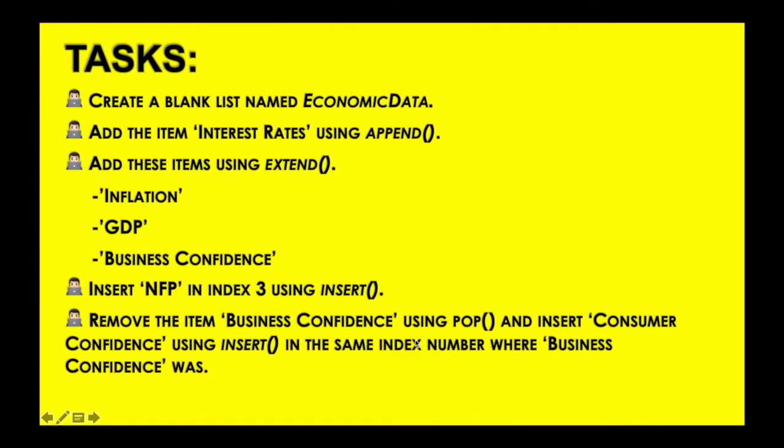For our next task, we should remove the item business confidence using pop. I hope you still remember pop. And after removing business confidence using pop, we should insert consumer confidence using the insert function in the same number where business confidence was. So therefore, business confidence should be replaced with consumer confidence using pop and insert functions. Okay, so let's go now to our Jupyter notebook.